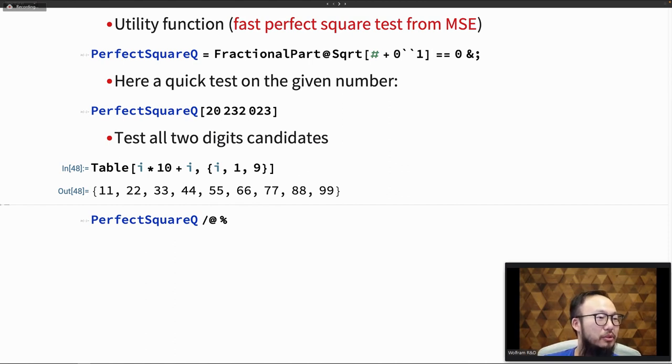Someone asked about the best way to learn Wolfram Language for solving math problems. Just follow this channel, I think.